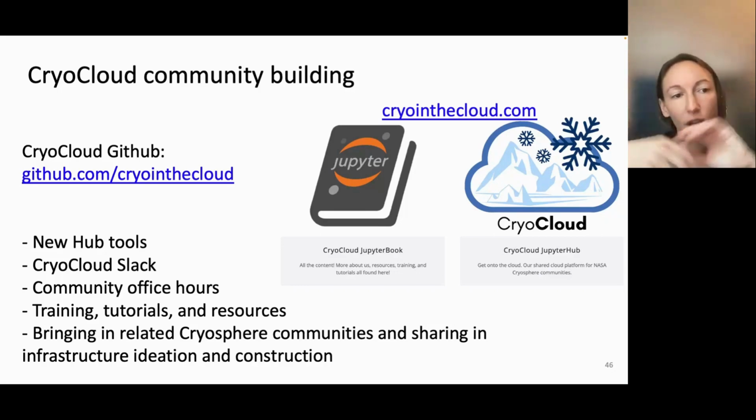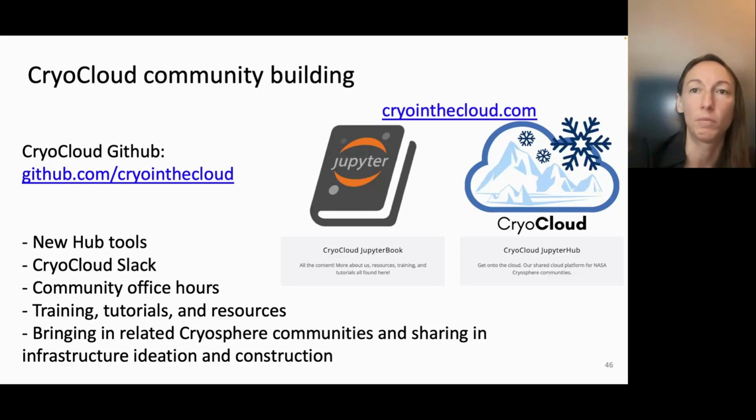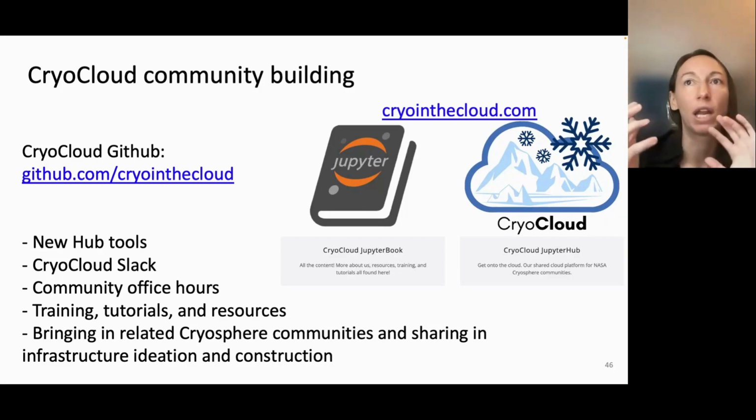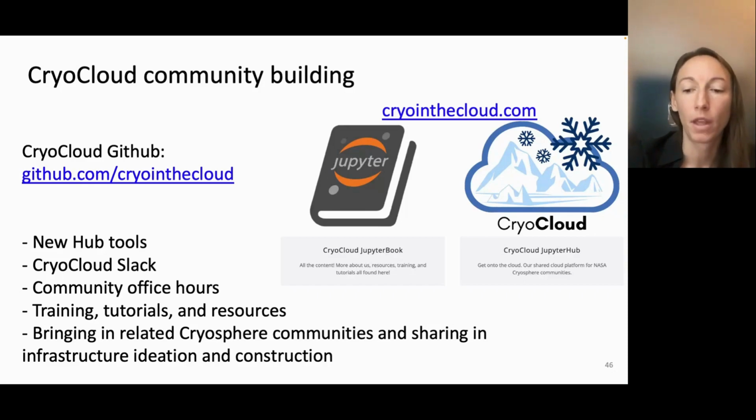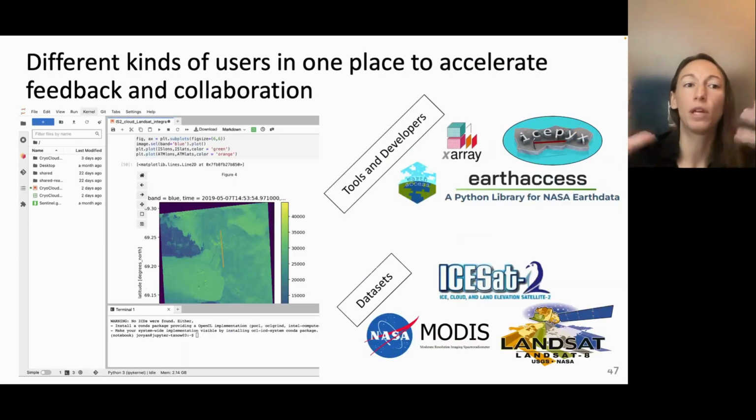We have a Slack channel, community office hours, and we're bringing in related cryosphere communities to be able to share in the ideation and construction of infrastructure that allows us to interact with all the disparate data sources, bring people in. If you're working in HPC, how do we interact with an HPC from the cloud and bring that data in and out easily? Those sorts of questions we're kind of working on to speed up this sort of data processing that we do. And so what we end up doing is we bring a lot of different kinds of users into CryoCloud.